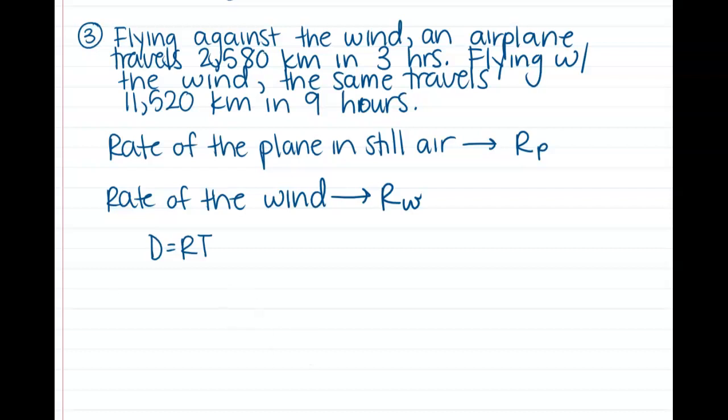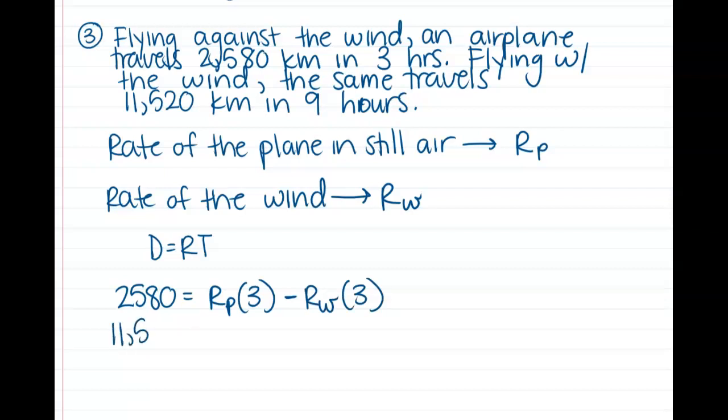So we know that 2,580 kilometers was covered over 3 hours. So we have the rate of the plane times 3 hours, and that was flying against the wind, so the wind is hurting you or making you travel less distance, so we're going to subtract rate of the wind times 3. And 11,520 kilometers were covered, so we have the rate of the plane, and this was in 9 hours times 9, and this was flying with the wind, so the wind helped and added to your distance. So the rate of the wind times 9.